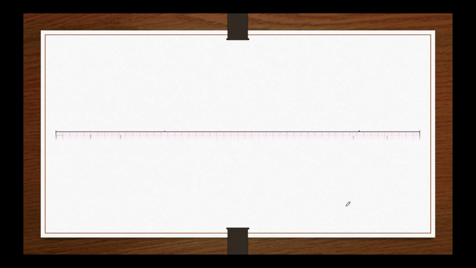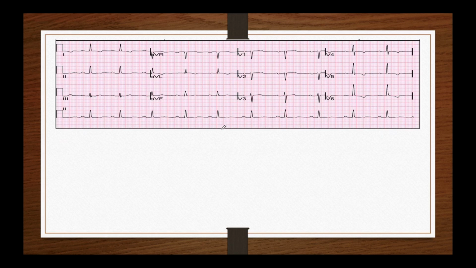Now let's look at this first example. In this ECG, when we look at the R interval, this is our first R and this is our second R. So we count the number of large boxes between these two R's, and we have 1, 2, 3, 4. So we divide 300 by 4, and we get 75 beats per minute as the heart rate, because this is a regular rhythm.